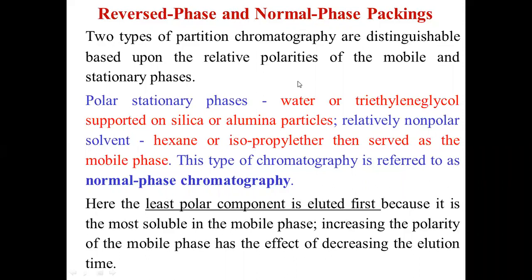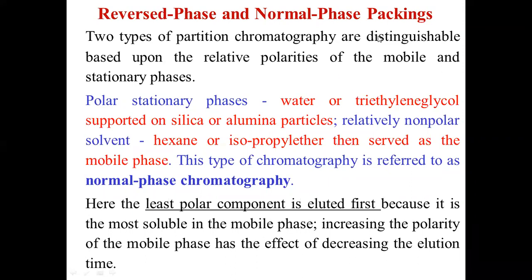Apart from gradient elution, HPLC operation will be done in two ways, and this is with respect to the stationary phase. One will be a reverse phase operation and the other one will be a normal phase operation.